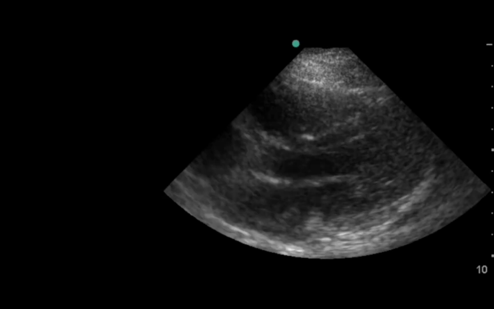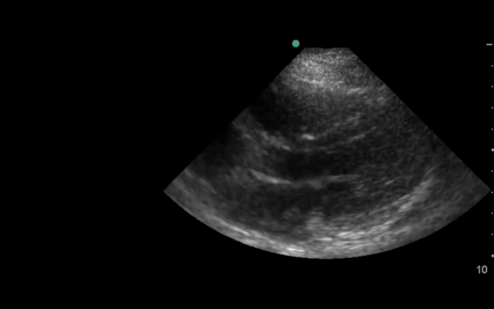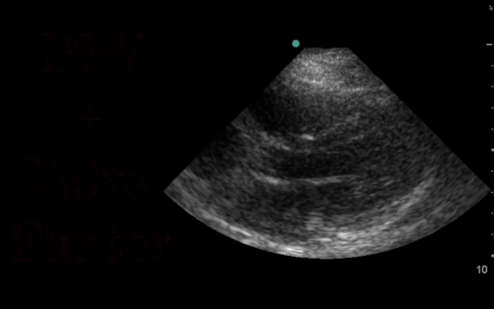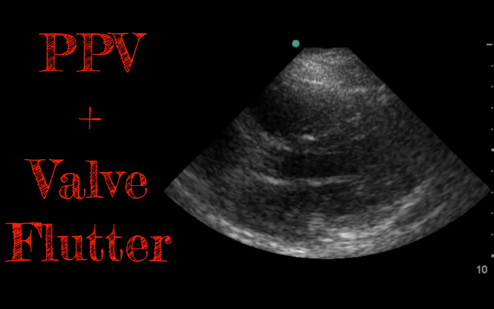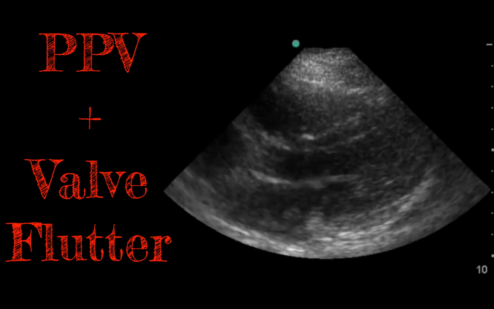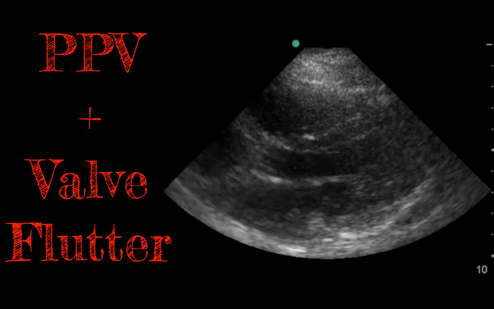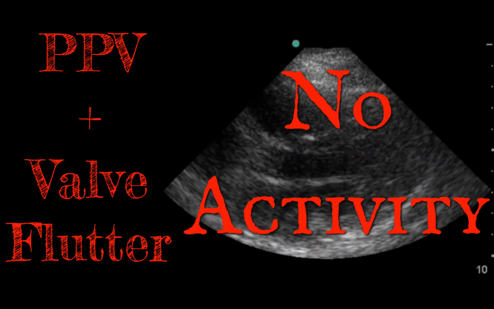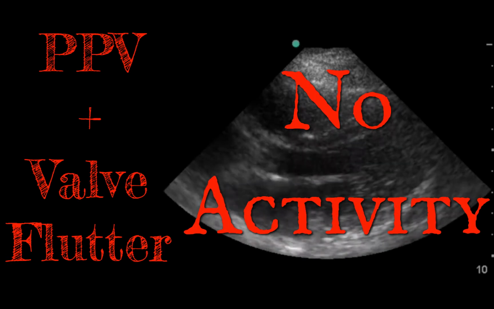Here's an example of a common fake-out. This is the same patient as in the first example, but it almost looked like something is now happening. What is it? This is what happens when somebody is squeezing the ambu bag and inflating the patient's lungs. This squeezes the heart from the outside and produces isolated valve flutter, but it is not myocardial activity. Cool. So we define cardiac activity, what do we do with this information?